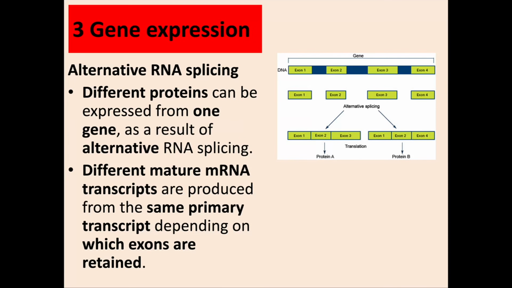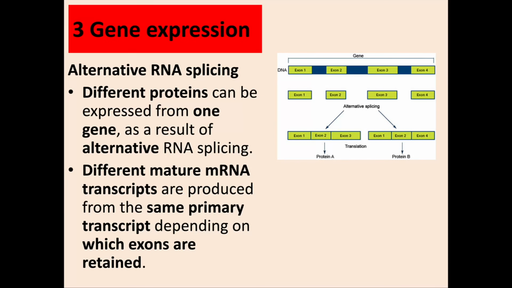The last wee section of this topic talks about an alternative way of splicing our RNA. Now, we talked about RNA splicing as part of the transcription process that happened in the nucleus, where the primary transcript had its introns removed and then its exons joined together to form a mature transcript.